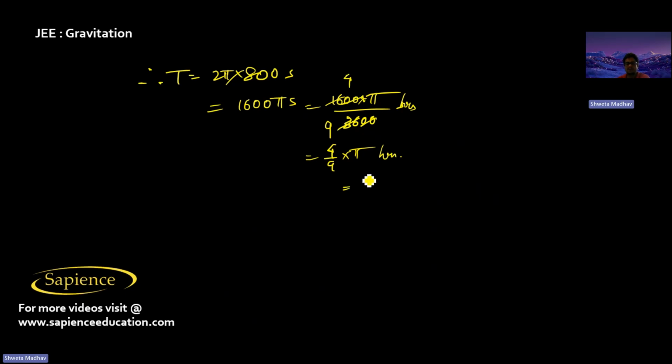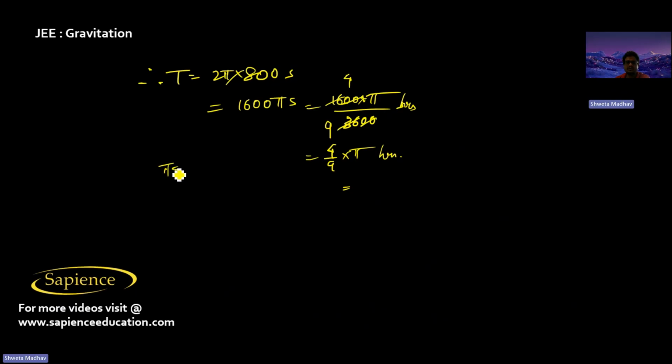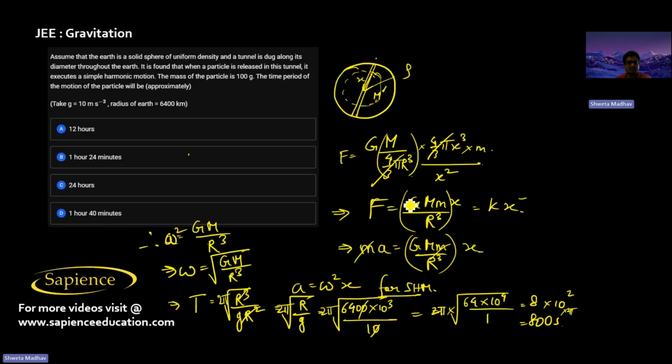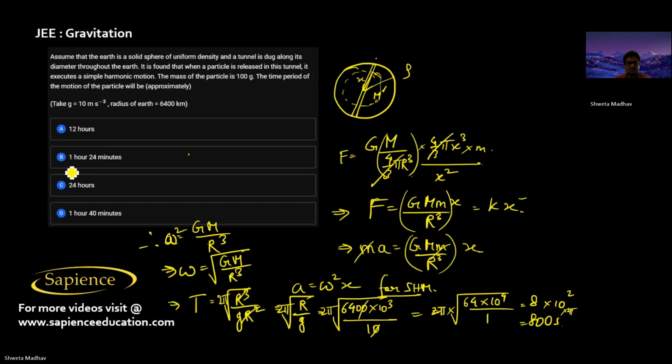So this is approximately, I can say pi is approximately 3, so 4 by 9 into 3, that is 12 by 9 hours approximately, which is 4 by 3 hours. So we can say which is approximately 1 hour 20 minutes, approximately 1 hour 24 minutes, I can say. Option B is the correct answer.